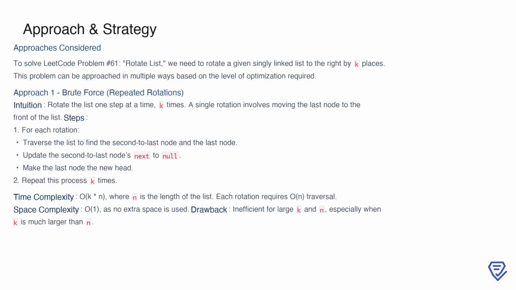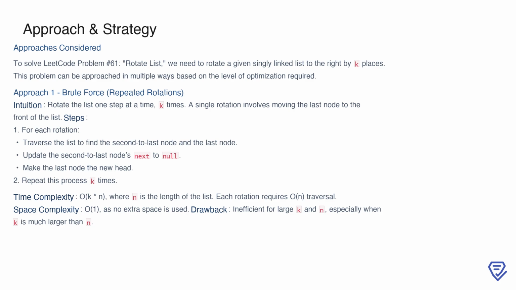To solve the problem of rotating a singly linked list to the right by k places, we can consider multiple approaches depending on the level of optimization needed. The first approach is the brute force method, which involves rotating the list one step at a time, k times. A single rotation is achieved by moving the last node to the front of the list. Specifically, for each rotation, we traverse the list to locate the second-to-last node and the last node. We then update the second-to-last node's next pointer to null and make the last node the new head of the list.